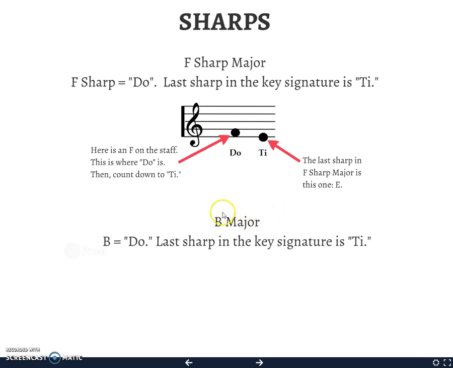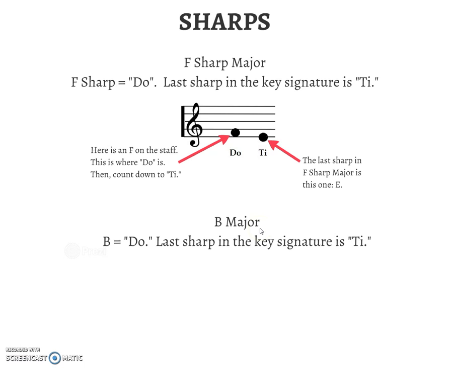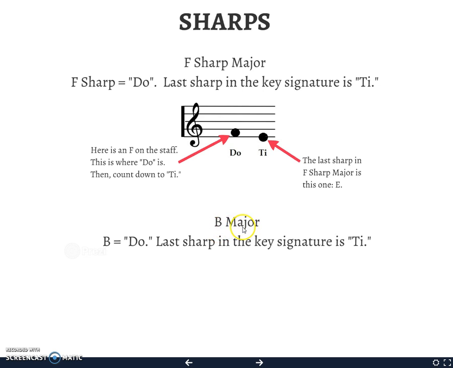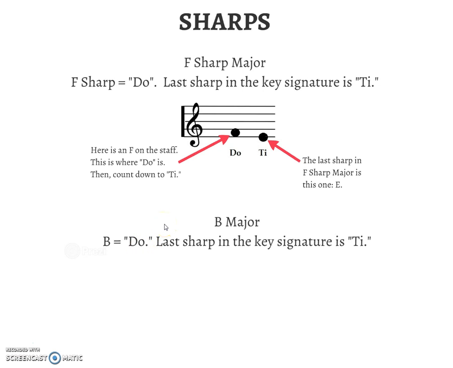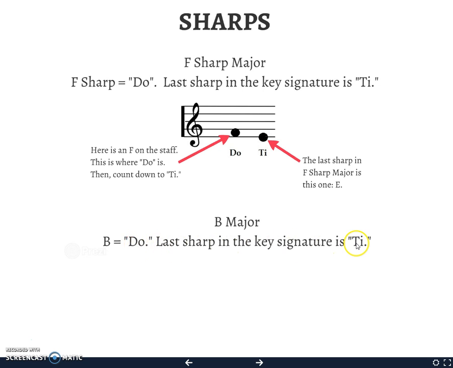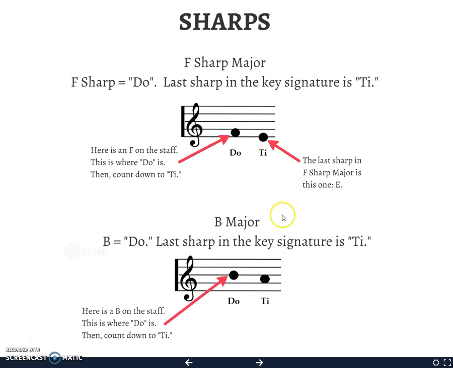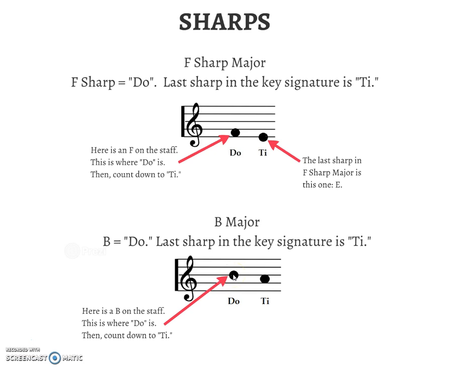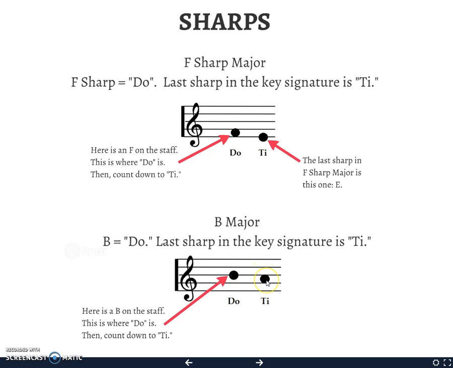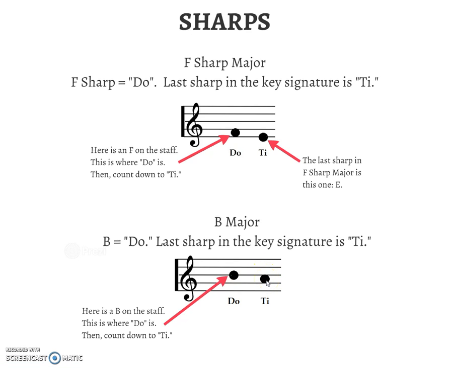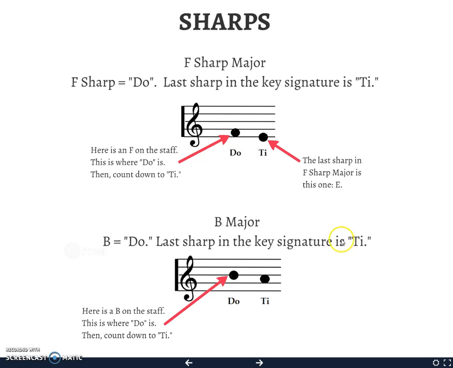Second example, B major. We know that it's a sharp key because it does not contain the word flat, and it is not the one key of F major that doesn't include the word flat. So this is a sharp key signature, B major. B is do. We're going to draw a B on the staff, and then we're going to go down from Do to Ti. There's a B, that's our Do. We know our last sharp in any sharp key signature is Ti, so our last sharp in the key of B major is A sharp. There it is.